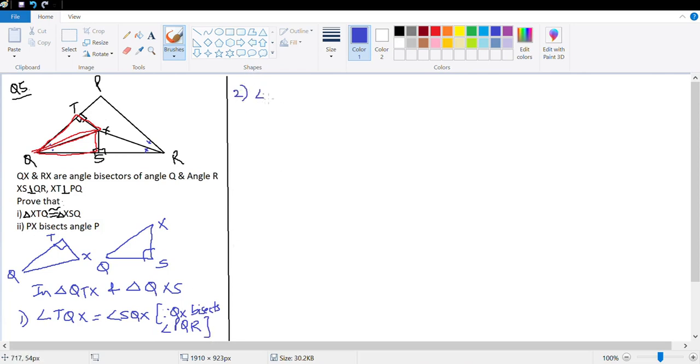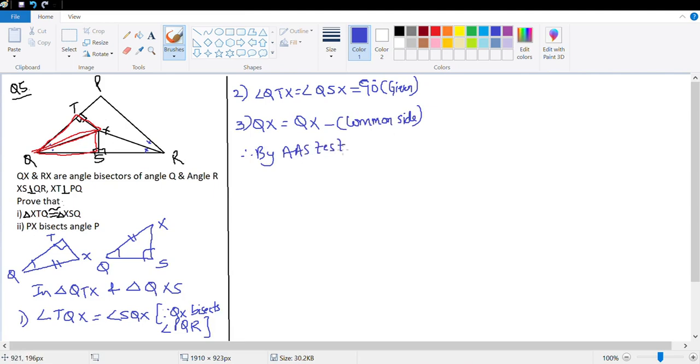Part 2, the second angle that is equal is angle QTX is equal to angle QSX is equal to 90 degrees. This is given. So this is the second angle, and the third side, which is QX, is equal to QX. So this angle and this angle were equal, and QX and QX are equal because this is a common side, or arm, whatever you call it. Therefore, by AAS test, triangle QTX is congruent to triangle QSX. This is the first part that they wanted me to prove. This is my number 4. Hence proved.